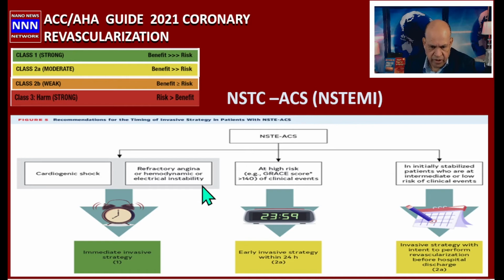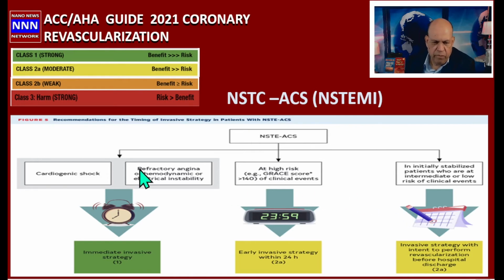Now, same thing here put together. If somebody is in cardiogenic shock and refractory angina with hemodynamic instability and electrical instability, an immediate invasive strategy, either stenting or bypass surgery, should be considered. Whereas with a high risk, a GRACE score of greater than 140 with clinical events, then early intervention within 24 hours may be reasonable. Initially stabilize the patients who are at intermediate or low risk, and then an invasive strategy with intervention to perform revascularization before hospital discharge.